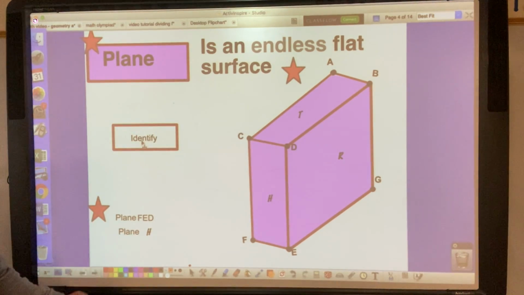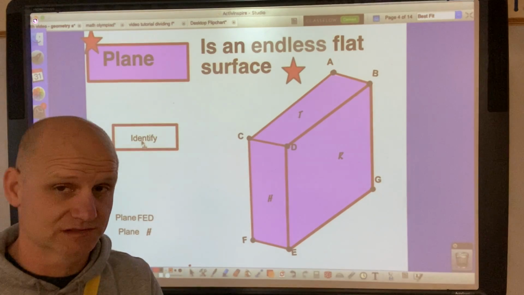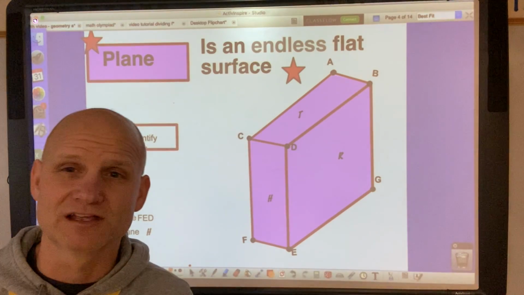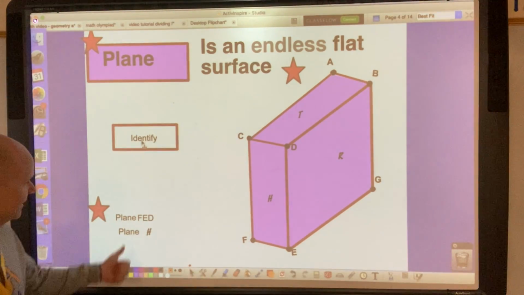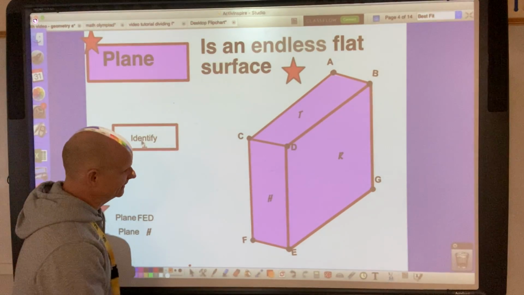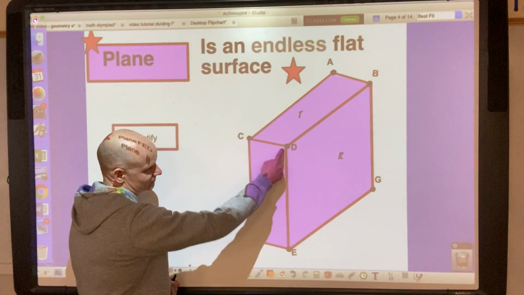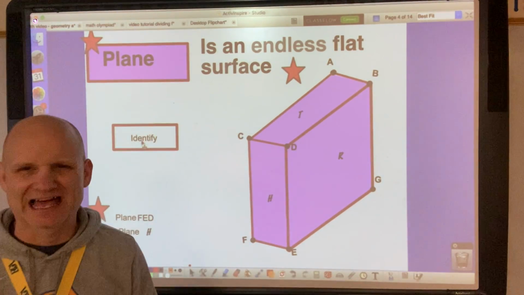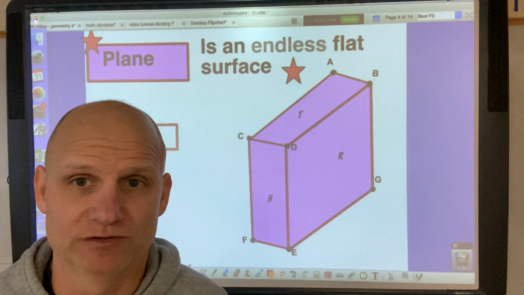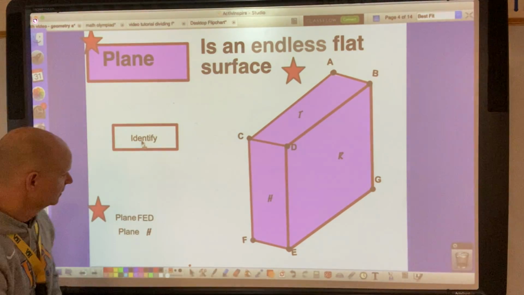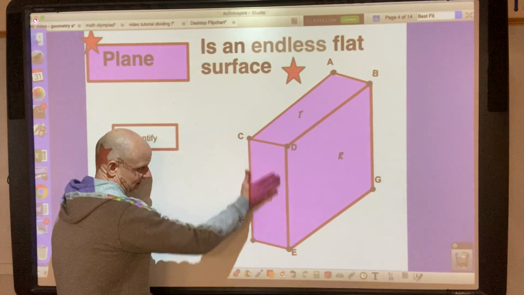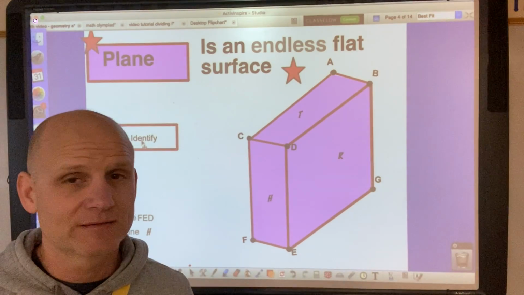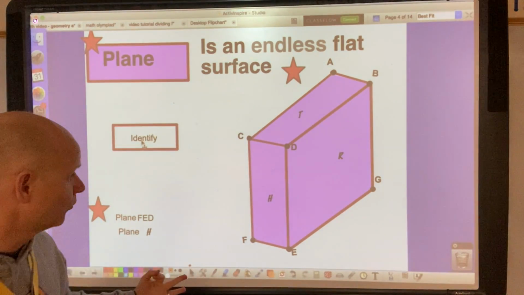There's not really a symbol for a plane. You just say plane, but you identify it either by using 3 points that are on that plane. So you can say plane FED. When I say plane FED, here's F, here's E, and here's D. So we're talking about this plane. Or if there's a letter written in italics, you can also call it by that, which here would be plane H. So when I say plane H, I'm talking about this plane, which is also plane FED. Whenever you identify a plane, you have to use 3 points or that italic letter.